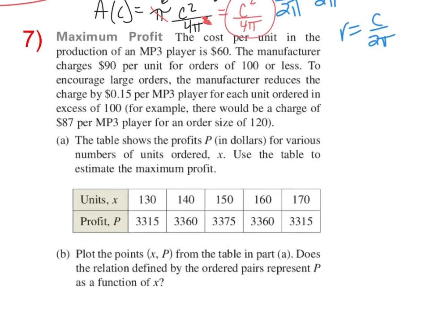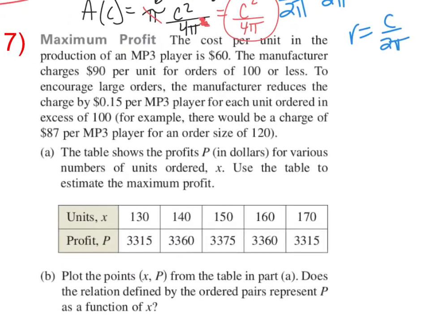All right, in an application, so here we're given the cost per unit in a production of an MP3 player, $60. The manufacturer charges $90 per unit for orders of 100 or less. To encourage larger orders, the manufacturer reduces the charge by 15 cents per MP3 player for each unit ordered in excess of 100. For example, there would be a charge of $87 per MP3 player for an order size of 120. The table shows the profit P in dollars.